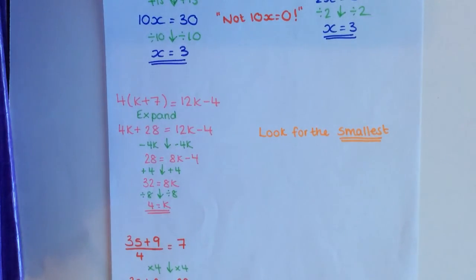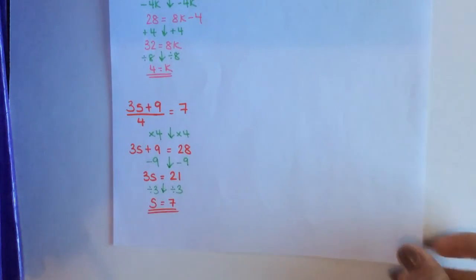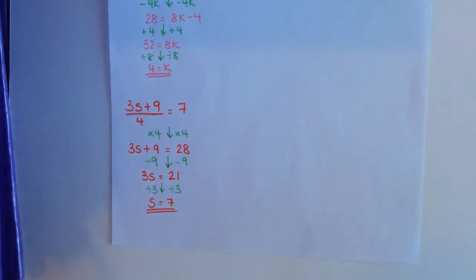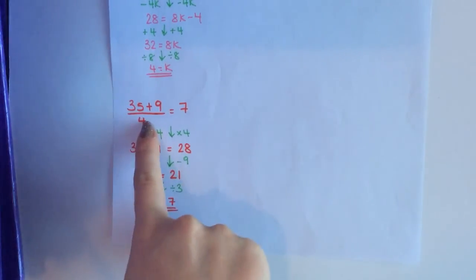Take a look at that last one on the bottom. Okay, so I don't like this fraction to begin with, so that's the first thing I want to get rid of. So I'll do the opposite of divide, which would be times by 4 to both sides again, remember? And I'll go about it as you would. So take away 9 from both sides, then divide by 3, leaving me with s equals 7 as my final answer.